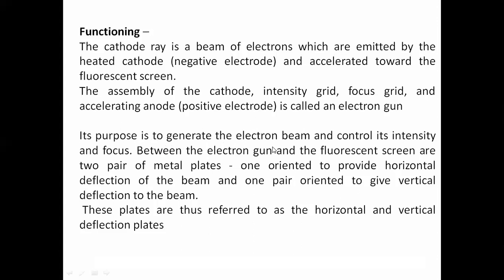To produce the electron beam, the cathode will produce the electrons, and control of its intensity and focus is obtained by changing the intensity grid and focus grid.